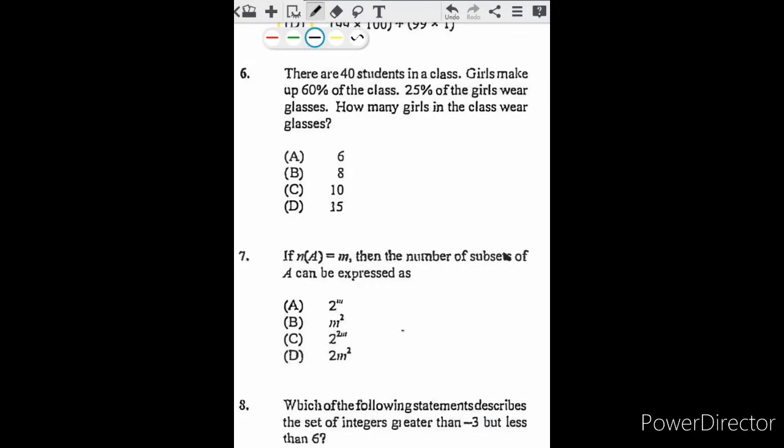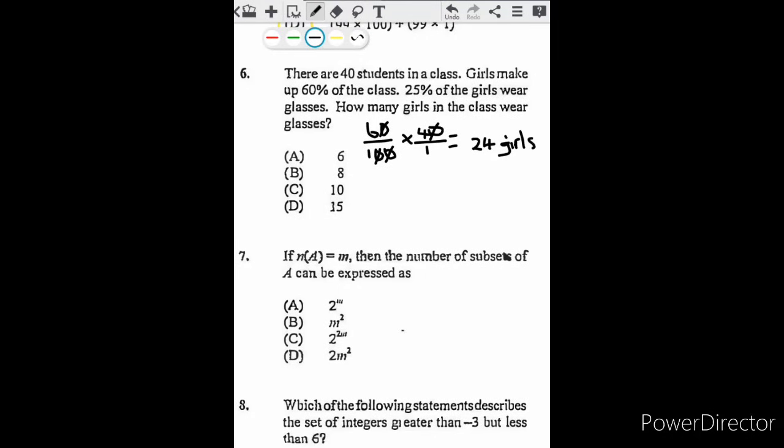Six. There are 40 students in a class. Girls make up 60% of the class. 25% of the girls wear glasses. How many girls in the class wear glasses? So first we need to find how many girls are in the class. So we have 60 over 100 multiplied by the 40 students over 1. Simplifying, so we take the zeros off. So we have 6 multiplied by 4, and that is equal to 24. And that is 24 girls in the class.